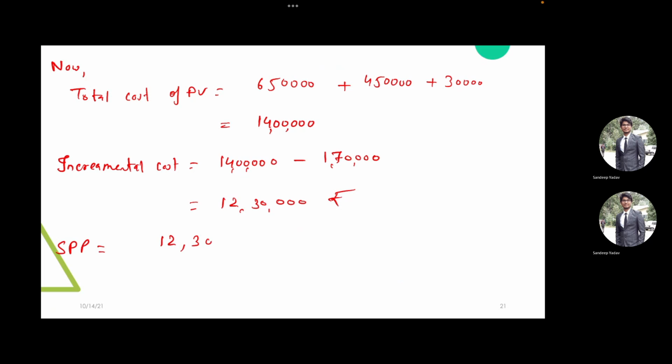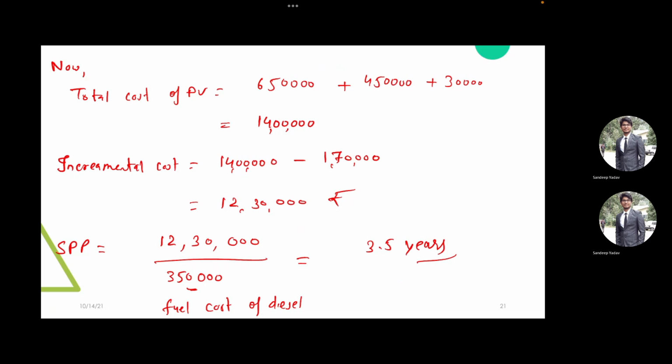Initial investment is 12 lakh 30,000 rupees, and annually we are saving 3 lakh 50,000 rupees. From where did it come? It is the fuel cost, because fuel for the PV is free. We can take it as an annual saving that we are getting. So we can calculate that it is 3.5 years. So if we have two options, diesel generator and solar PV module, we should choose the PV panel, because it is giving only 3.5 years simple payback period.